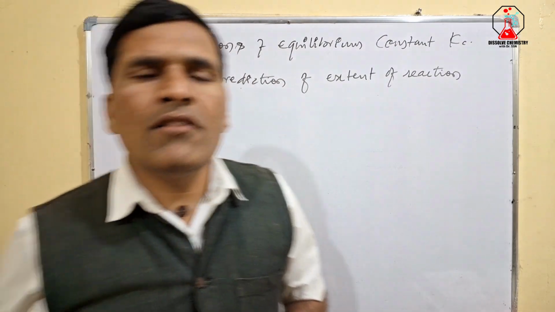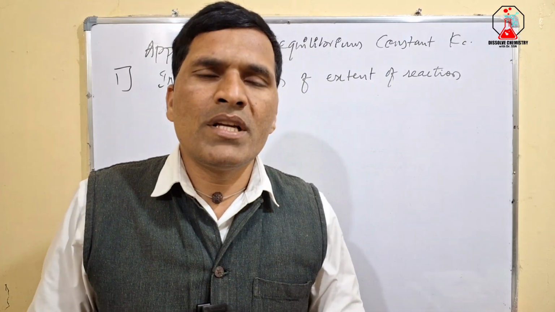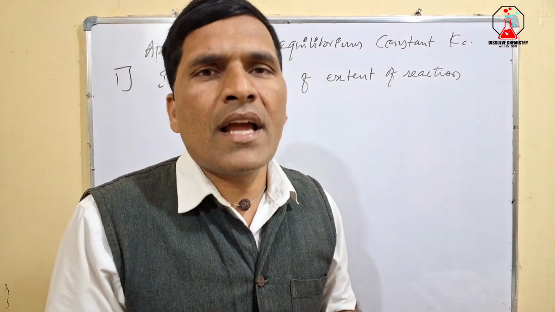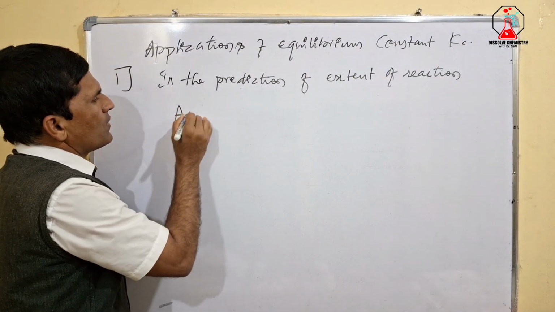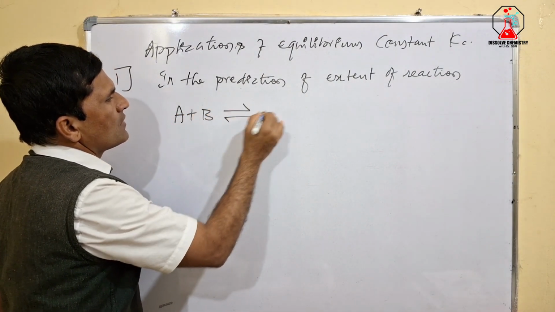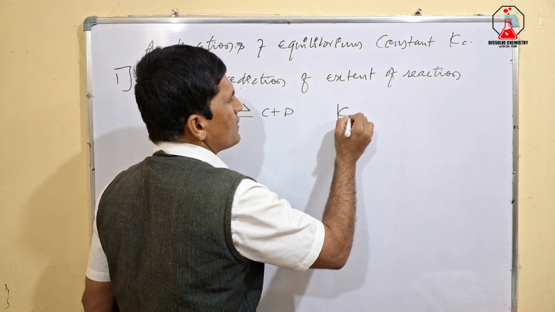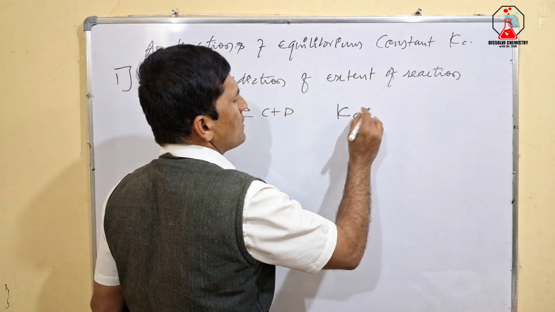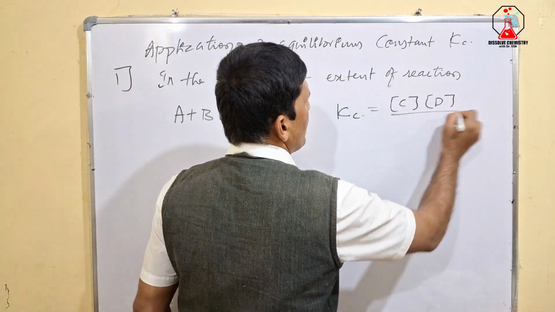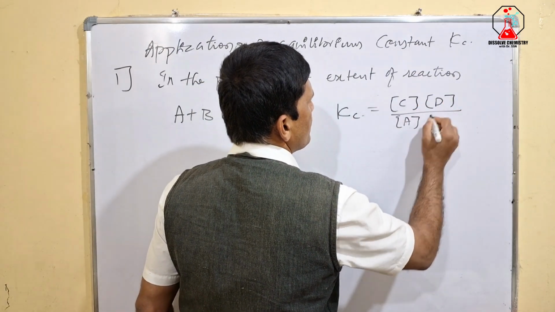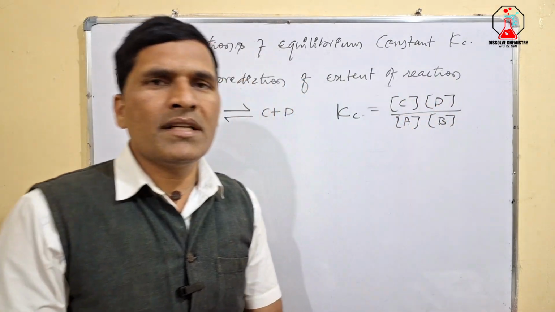Now, the numerical value of the equilibrium constant for a given reaction will give information regarding to what extent the reaction has occurred. How? Let us see that. Say for example, A plus B combines to give C plus D. Then how will we write the equilibrium constant equation for this reaction? Kc is equal to [C][D] divided by [A][B], that is, the molar concentration of the products divided by the molar concentration of the reactants.